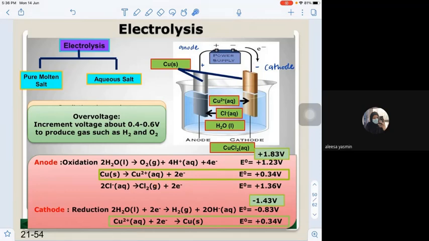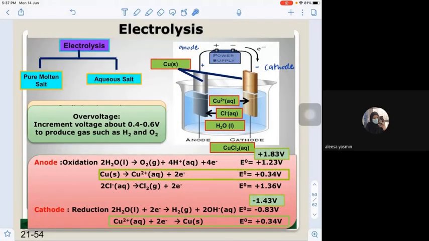Then we consider what happens at the cathode. We know that it's either the reduction of H2O or the reduction of the Cu2+ ion. Why is there no reduction of the Cu solid? We have a Cu solid here, right? Because there is no reduction for the Cu. It does not happen.